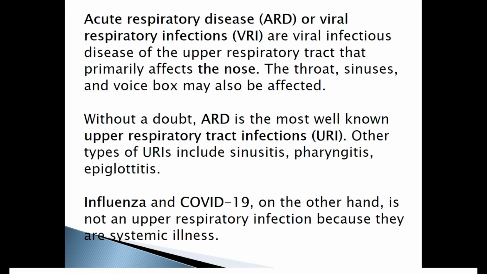Acute respiratory disease, ARD, or viral respiratory infection, VRI, are viral infectious diseases of the upper respiratory tract that primarily affect the nose. The throat, sinuses, and voice box may also be affected. Without a doubt, ARD is the most well-known upper respiratory tract infection. Other types of URI include sinusitis, pharyngitis, epiglottitis. Influenza and COVID-19, on the other hand, are not upper respiratory infections, not URI, because they are systemic illnesses.